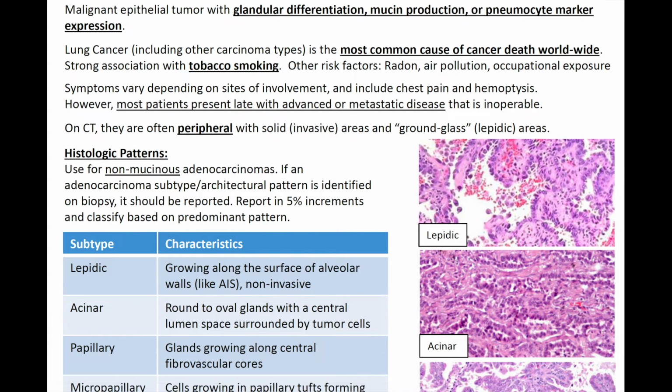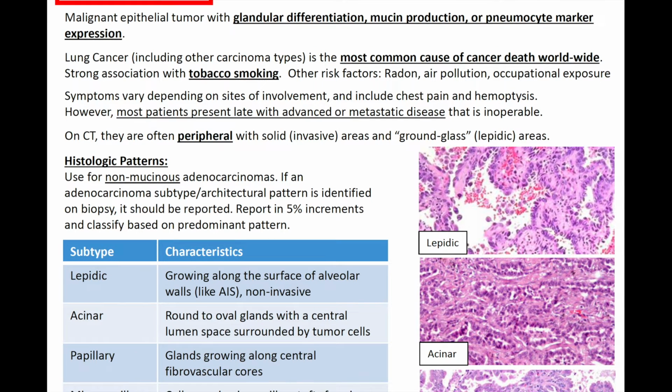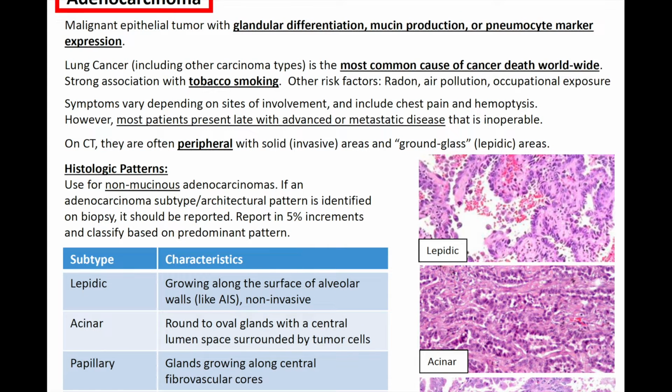The symptoms of lung cancer may vary depending on the sites of involvement and include chest pain and hemoptysis, so coughing up blood. However, most patients present late with advanced or metastatic disease that is inoperable, unfortunately. So on CT, adenocarcinomas are often peripheral, with solid invasive areas and ground glass lipidic areas. And the histologic patterns of adenocarcinoma may vary, and there's use for non-mucinous adenocarcinomas.